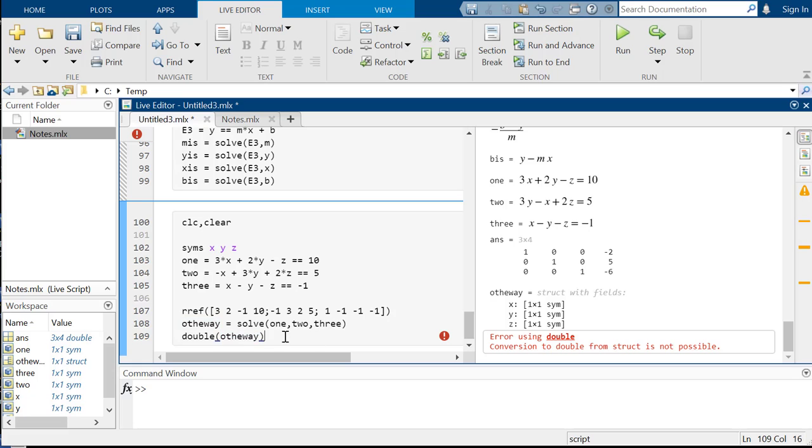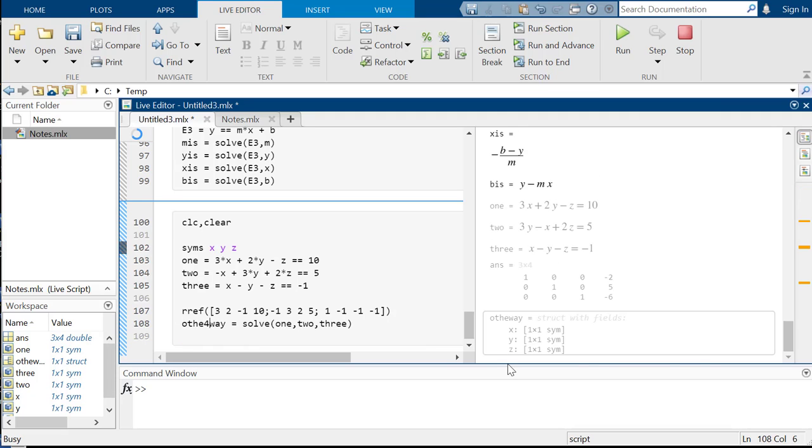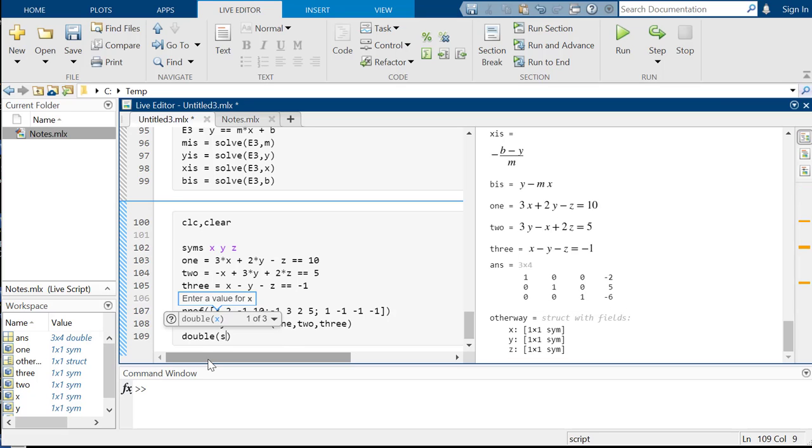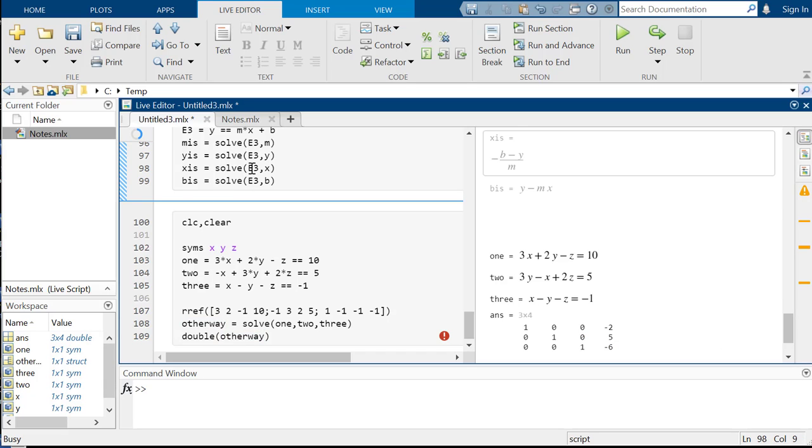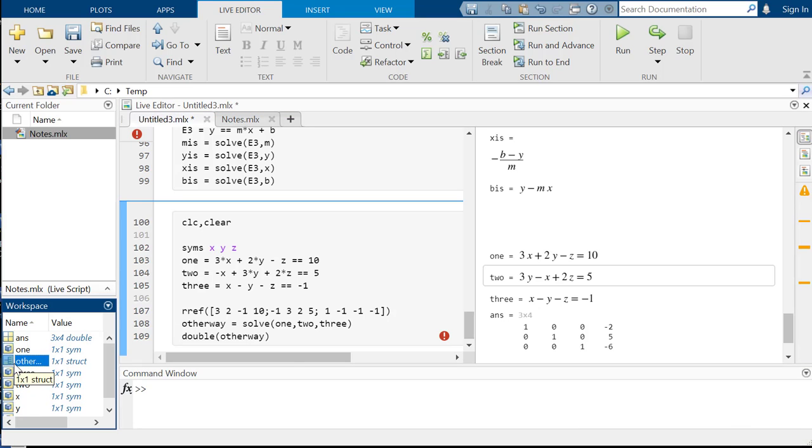Oh, it doesn't like it because it's a structure. Okay, so this is even better to know. So I'm going to spell this correctly. So now when I tried to do a double on this, it yelled at me. And I'll show you that again, because you can't use a double on a structure. So again, remember when we were solving these up here, it was giving us answers that were all symbols. So x is, y is, these are all symbols. Now whenever I'm solving it, the solve function is actually giving me a structure.